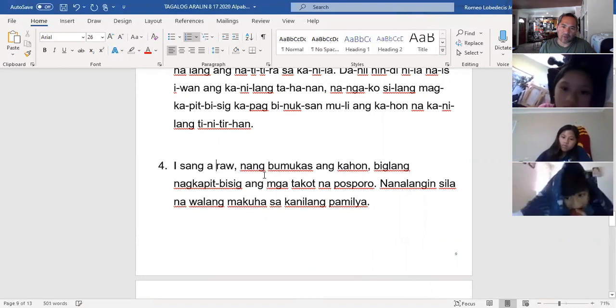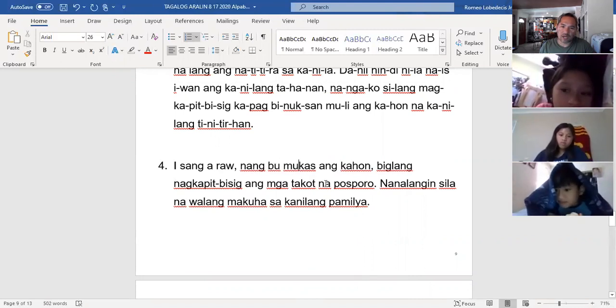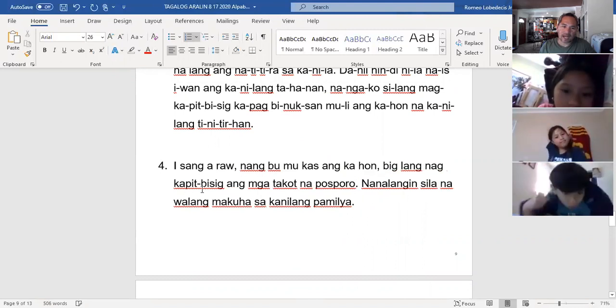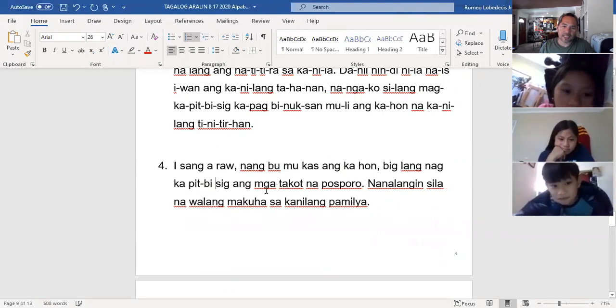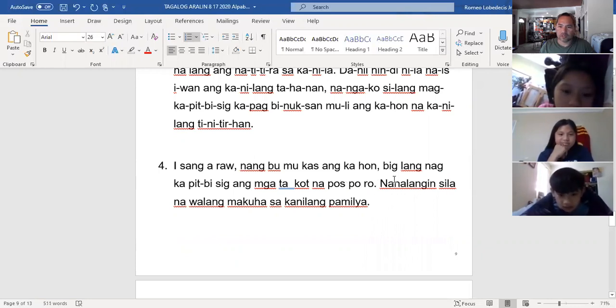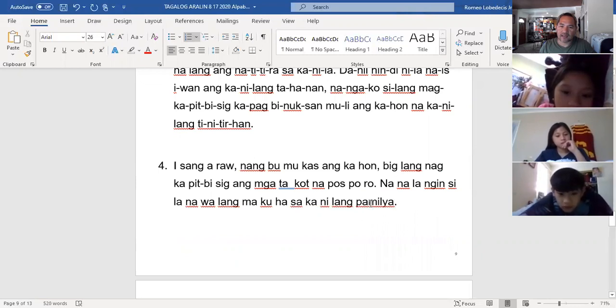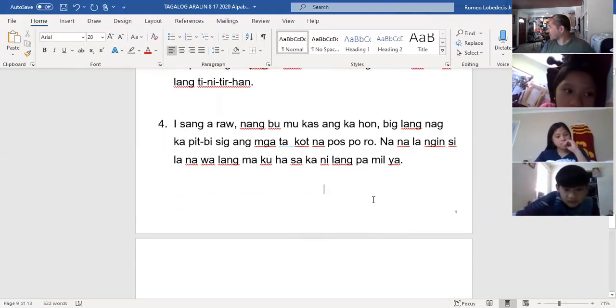Isang araw nang bumukas ang kahon, biglang nagkapit-bisig ang mga takot na posporo na nananalangin sila na walang makuha sa kanilang pamilya. Okay? So that is that sa paragraph number 4.